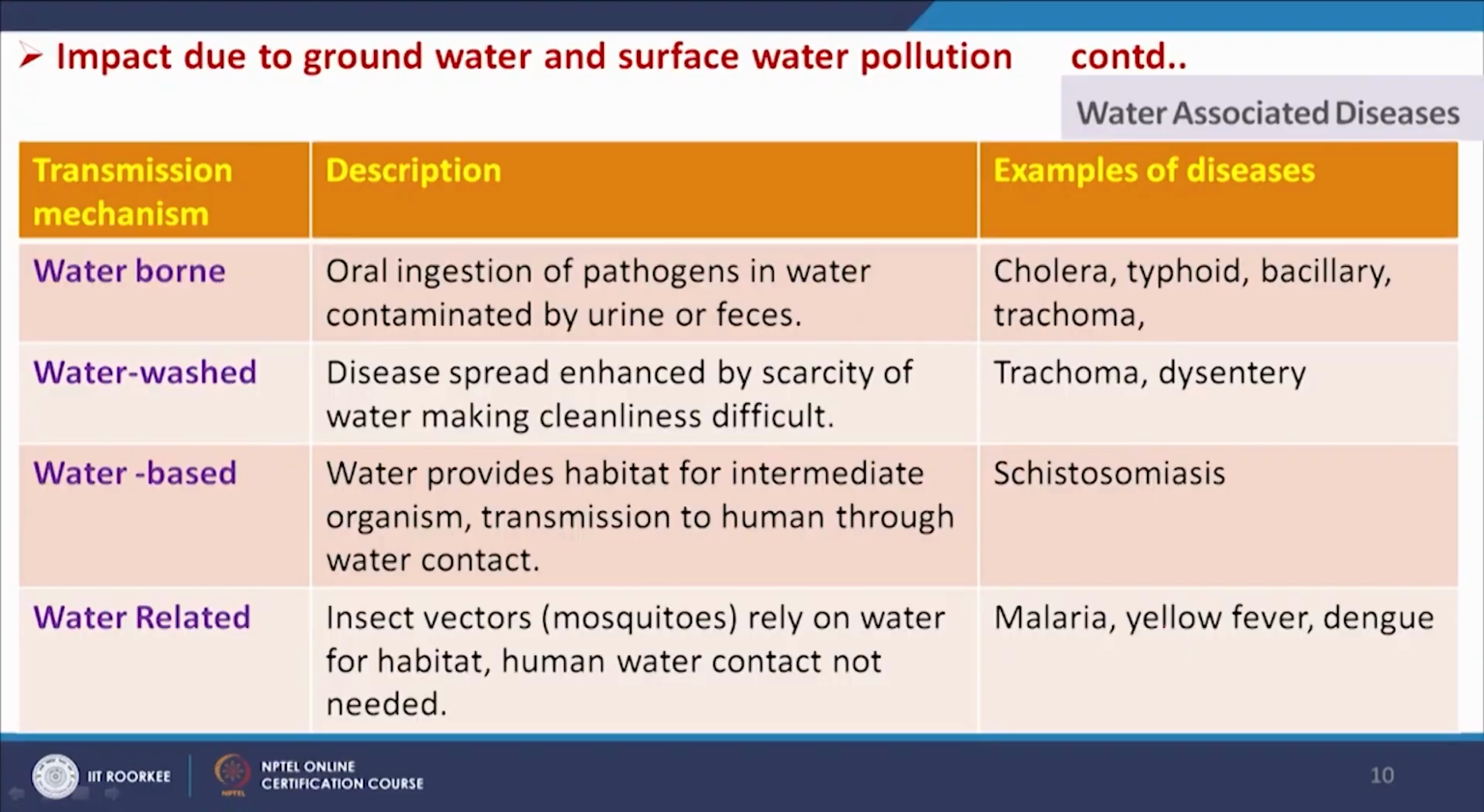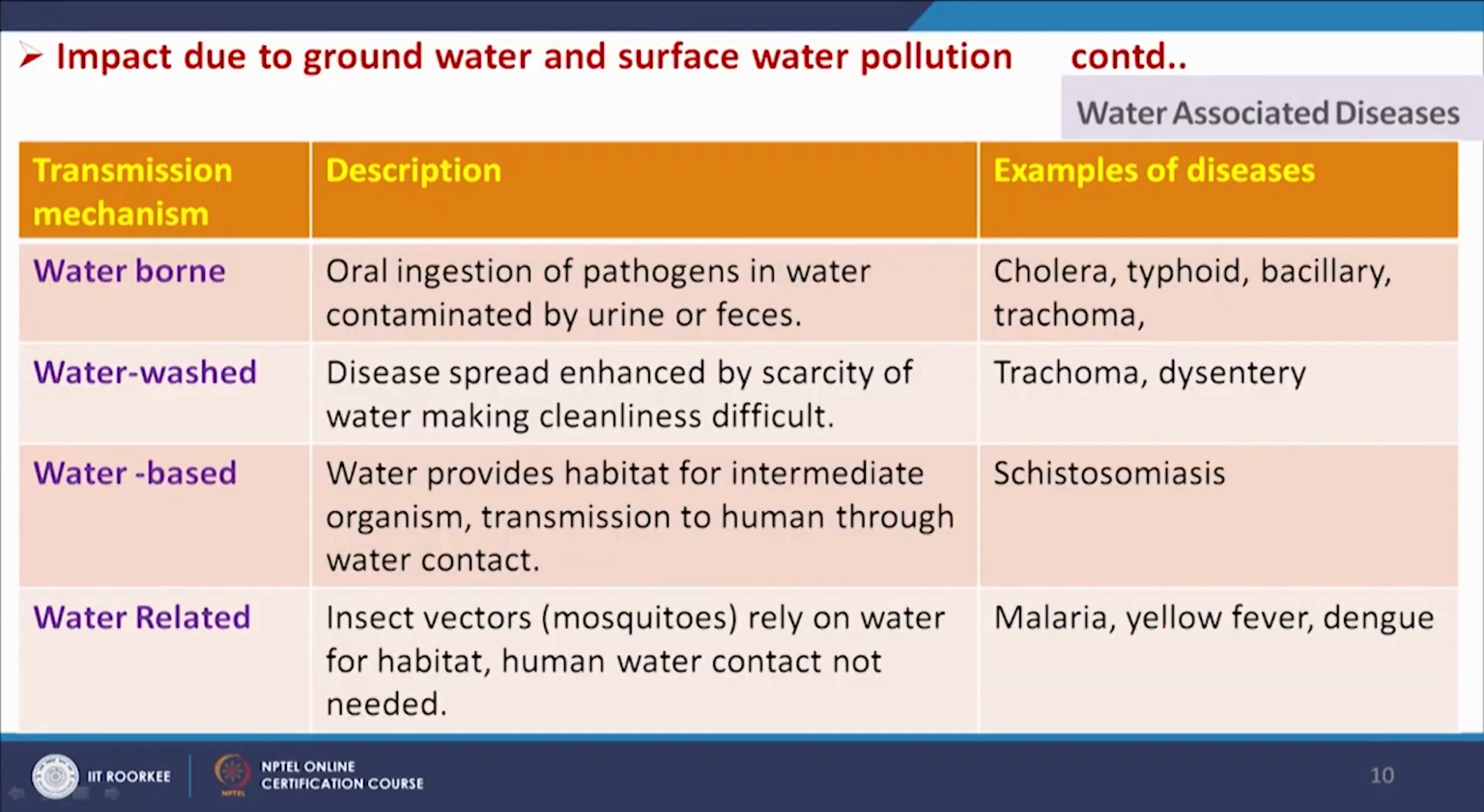Next are the other contaminants available in the groundwater, like bacteriological contaminants such as bacteria, viruses, protozoa, helminths, etc. Different types of organisms are present in water that can create different diseases. For example, here we have water associated diseases. Water associated diseases are classified into waterborne, water washed, water based and water related. Waterborne means oral ingestion of pathogens in water contaminated by urine or feces, for example cholera, typhoid, bacillary dysentery.